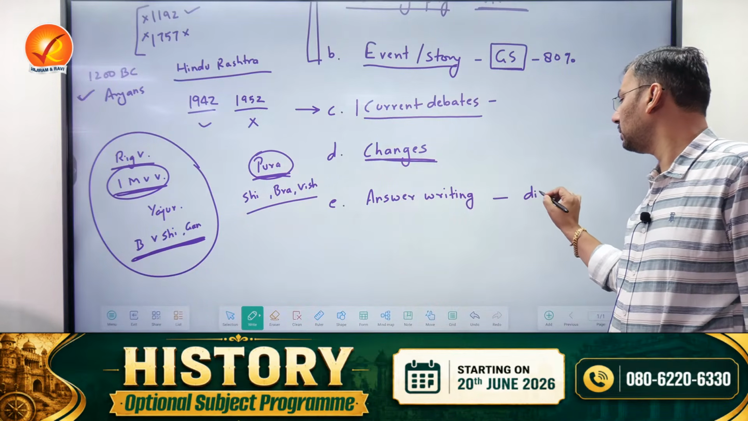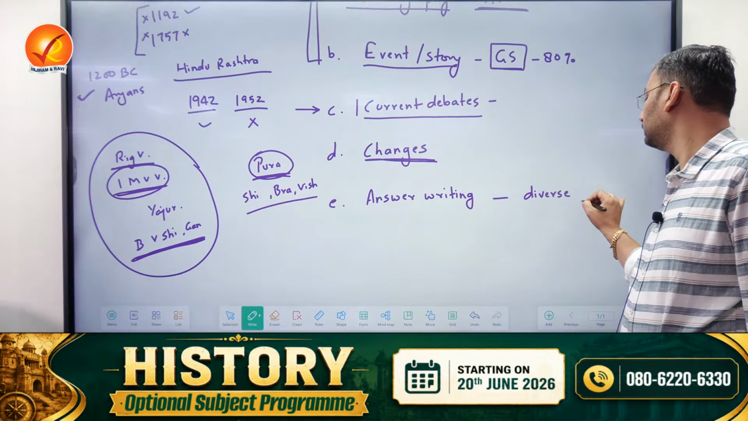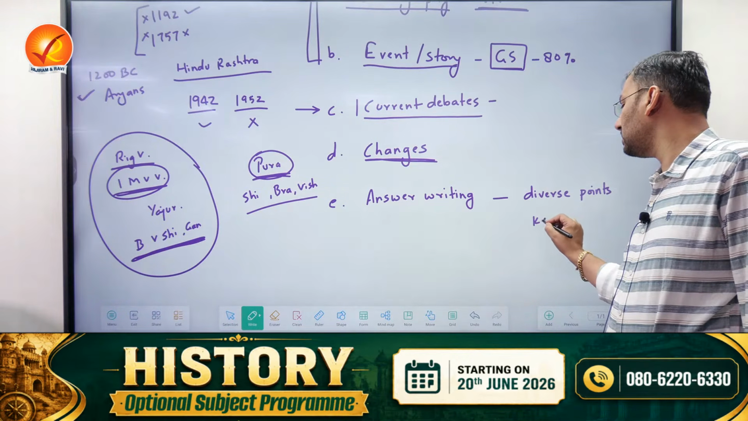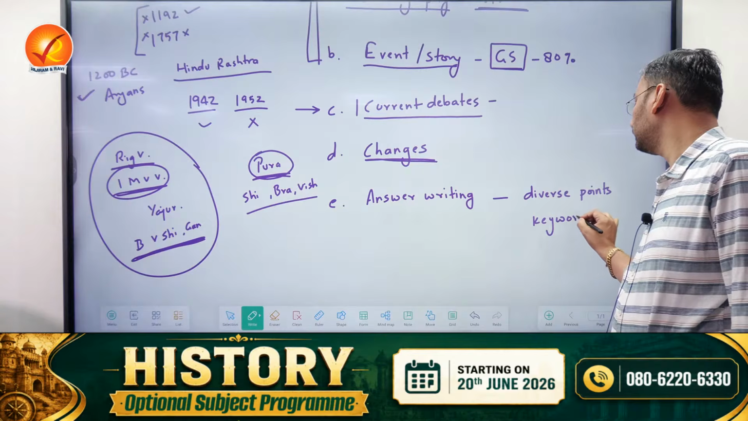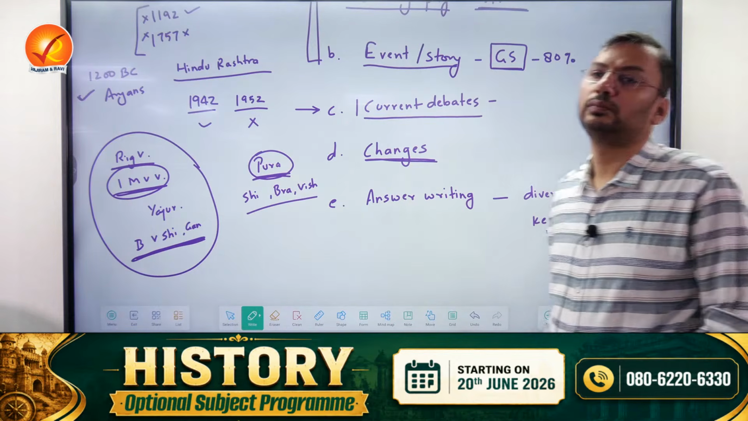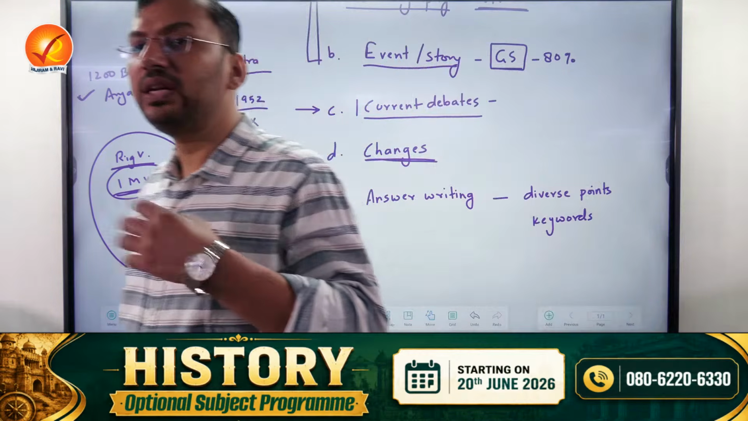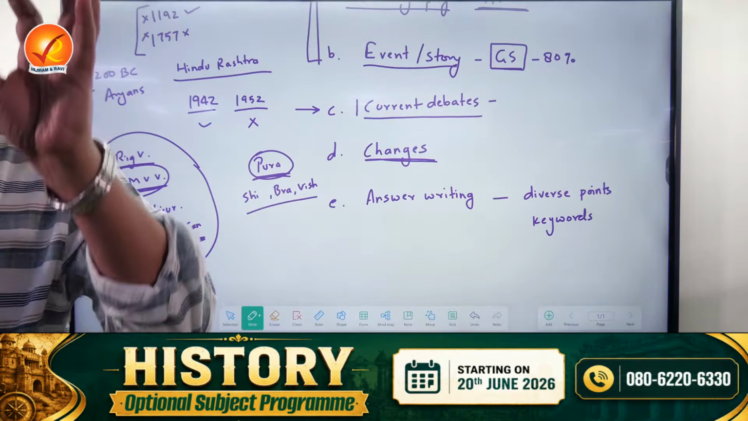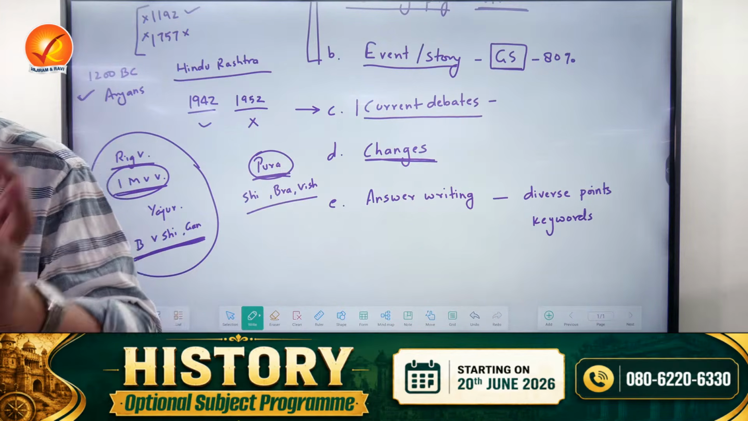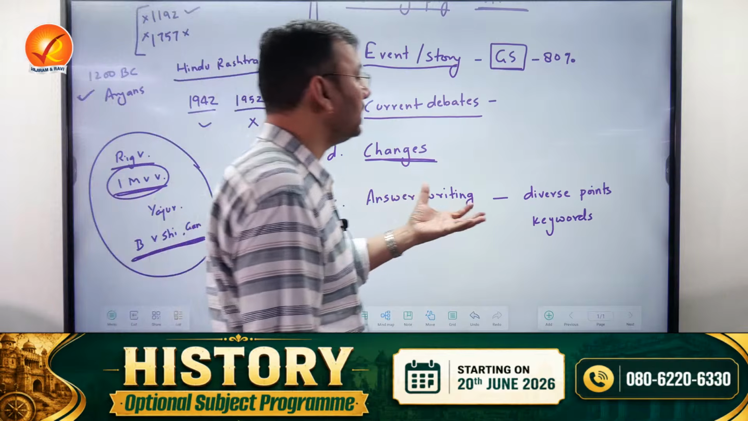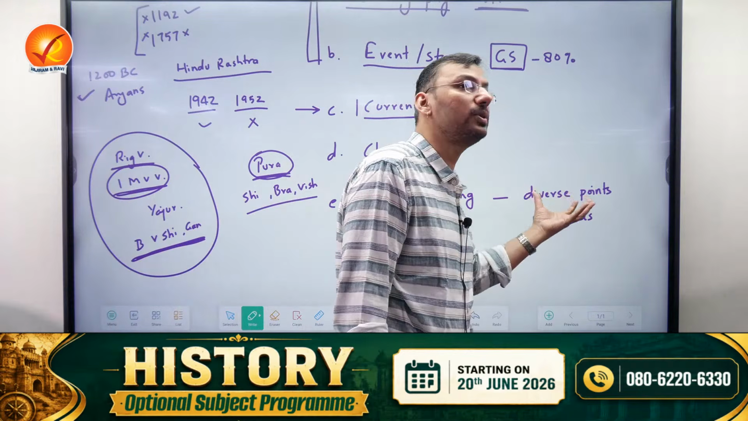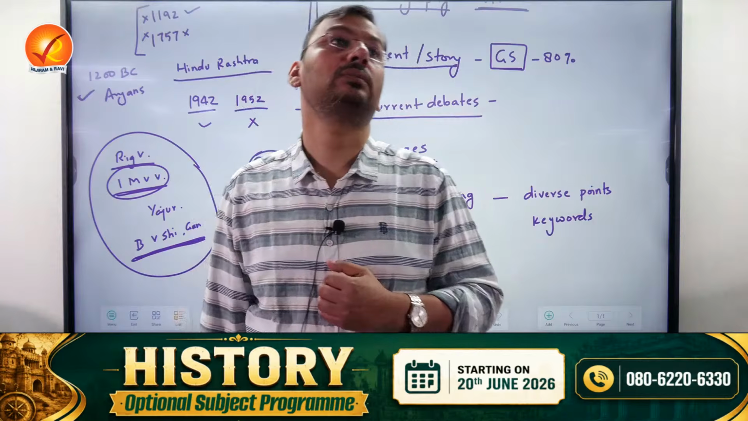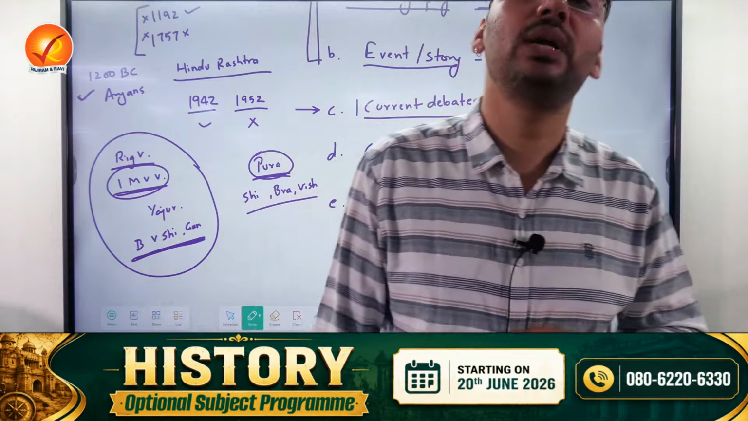Diverse points and keywords in these points. That's why it is my duty and every teacher's duty. After teaching a topic, it should be reduced to a table. If you cannot reduce any topic in GS and optional into bullet points, you are not a good student. You are an illiterate student.